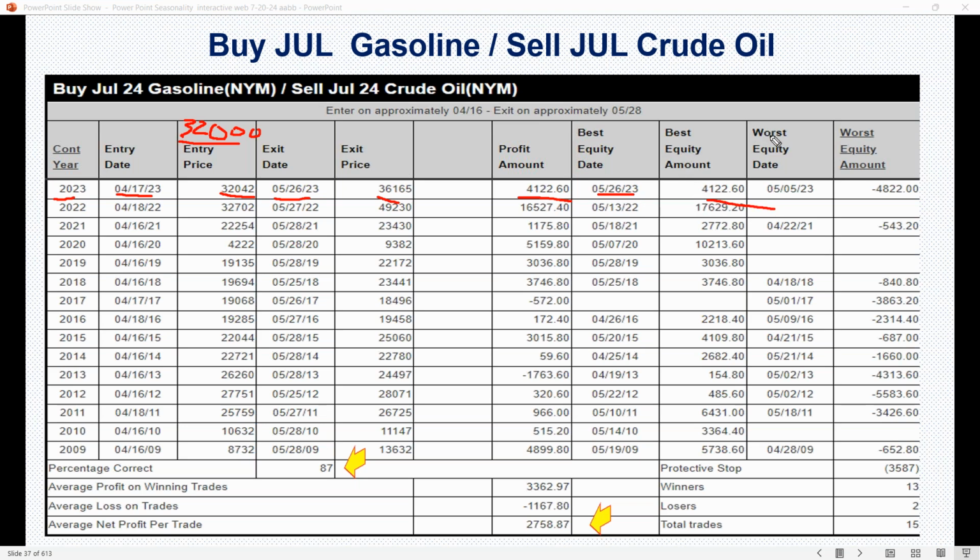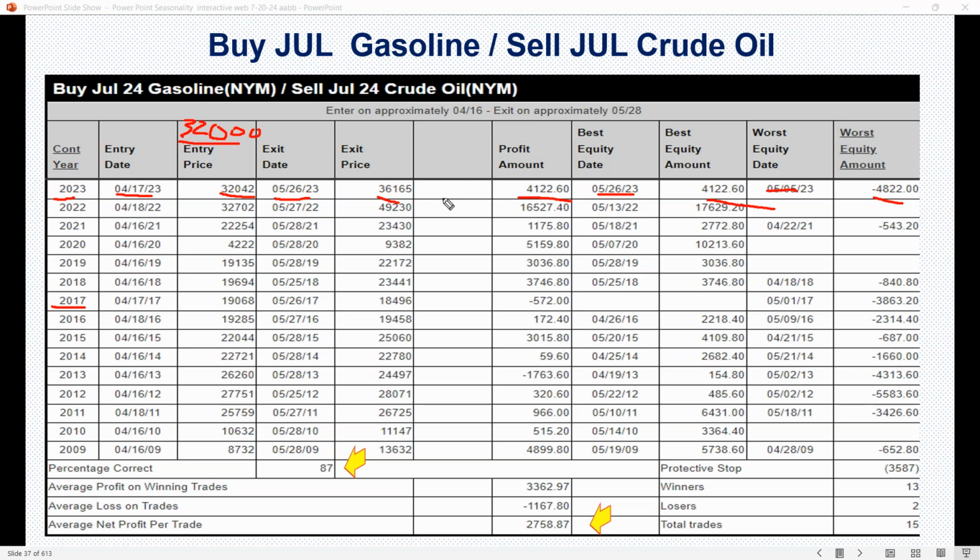All right, so you can see how that works, and it shows you the best equity date, best equity amount. It'll even show you the worst equity date, worst equity amount there. So some really great stats. So then you can see which year was a loser year. You can see this was back in 2017, had that loser there. And then you had a loser back here in 2013.